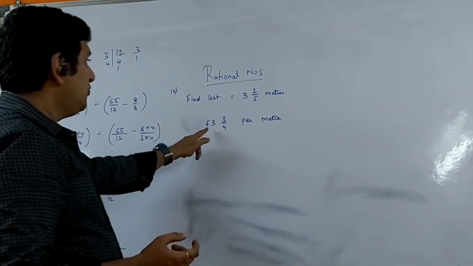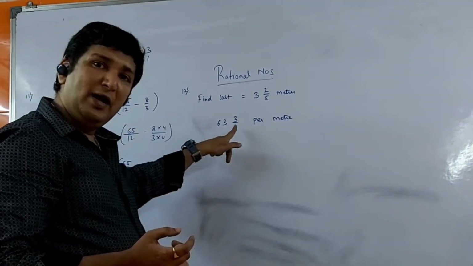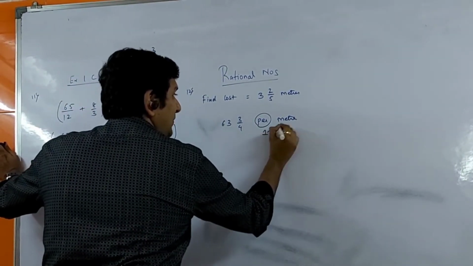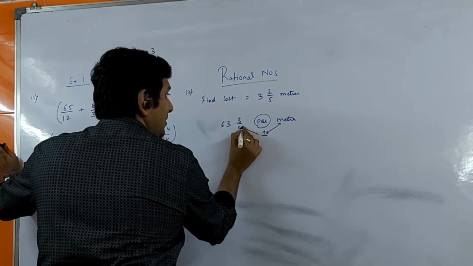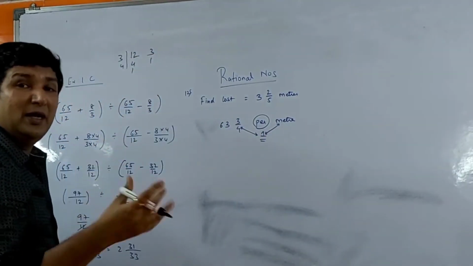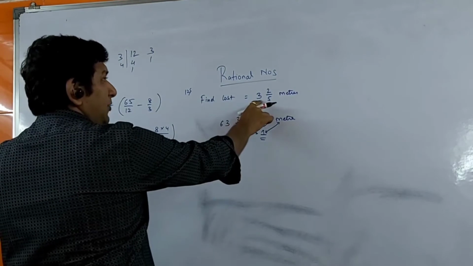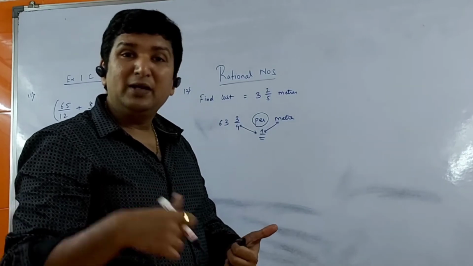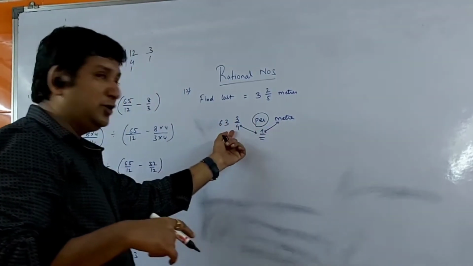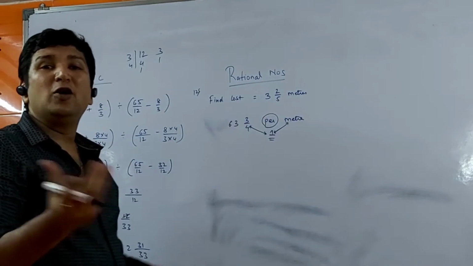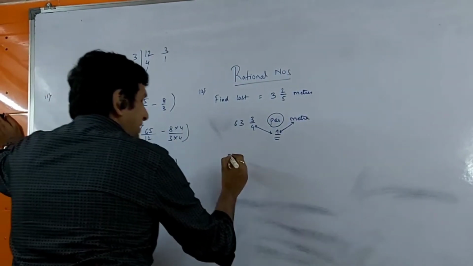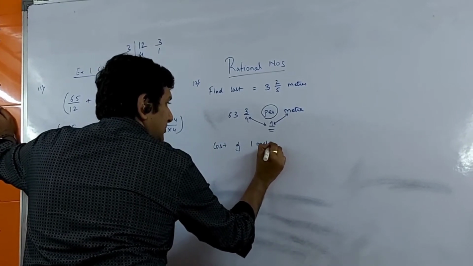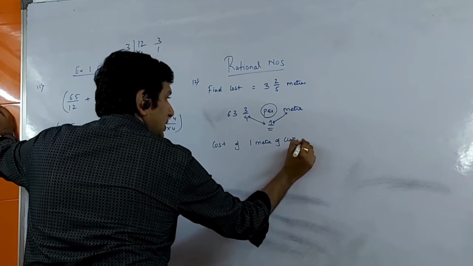Similarly, the cost of 1 meter of the cloth is how much? Per means 1. So the cost of 1 meter is available. Now what is the quantity required? The quantity required is 3 2/5. Similarly, I have told you, 1 pencil 3 rupees, 10 pencils how much? So 1 meter so much, so many meters of cloth will cost me how much? So simple. First I write the cost of 1 meter of cloth.